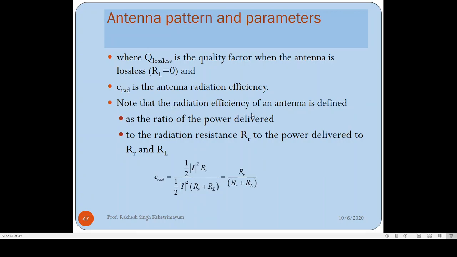So the radiation efficiency of antenna is defined as the ratio of the power delivered, how much power is radiated, to how much is the total power input to the antenna. So you can define it as half I square RR. This is the total radiated power, and this is the total power, half I square (RR plus RL). You have considered losses also. When you cut out the common term, what you get is the radiation efficiency of the antenna. For this simple model you have RR divided by (RR plus RL).